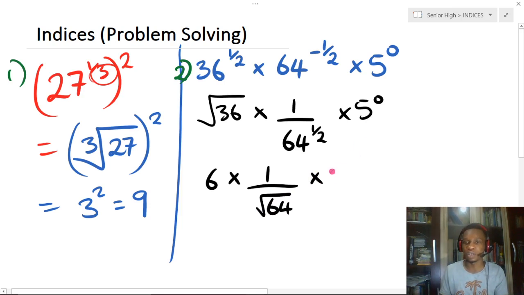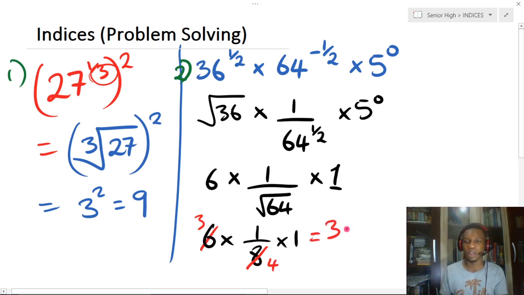Anything raised to the power of 0 is what? 1. Remember. So here is then the 6 times, what's the square root of 64? It is 8. So it's 1 over 8 times 1. And this is what we do. So we now have to multiply. Now I know that 2 can divide 6, which is 3. And 2 can also divide 8, which is what? 4. Right? So we're now having 3 times 1, which is 3, divided by 4. Our final answer is 3 over 4. And that's the answer.